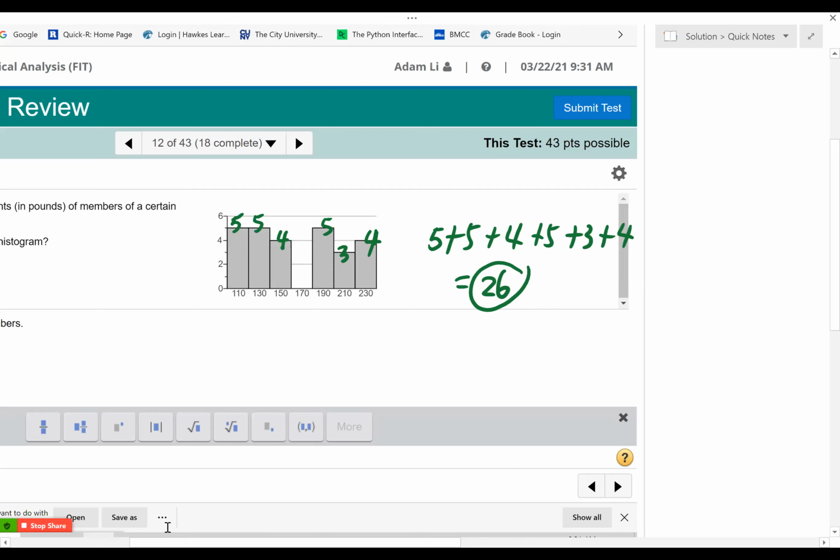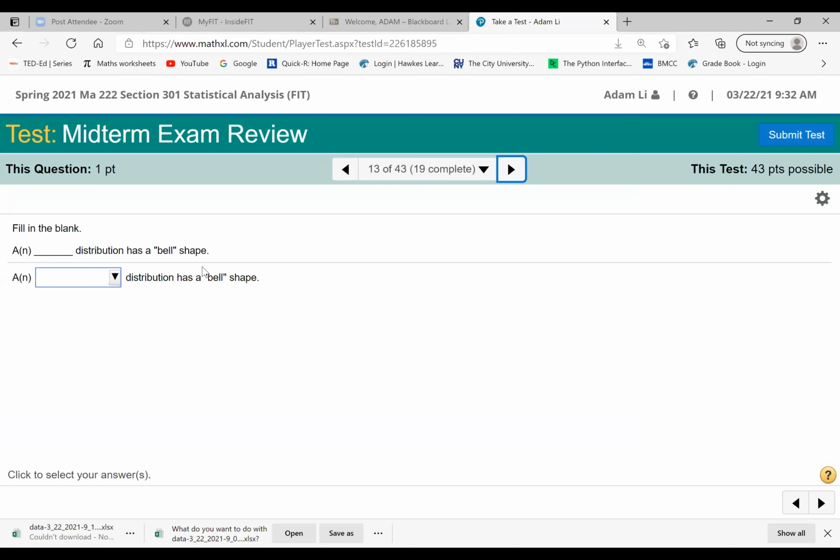All right. Let's go back to the next question. Okay, what kind of distribution has a bell shape, right? Bell shape should be normal distribution, right? The only distribution that has a bell shape is the normal distribution.